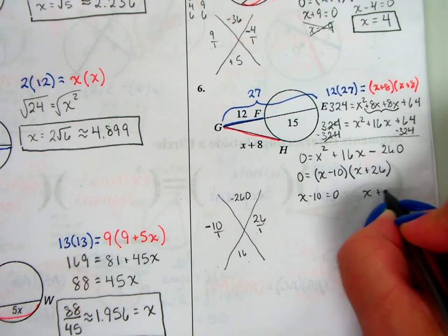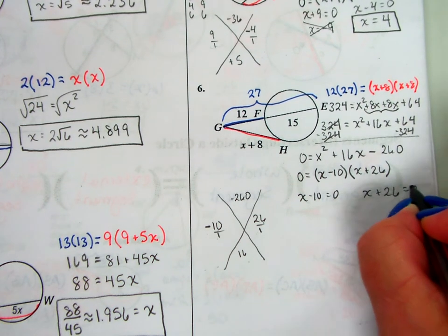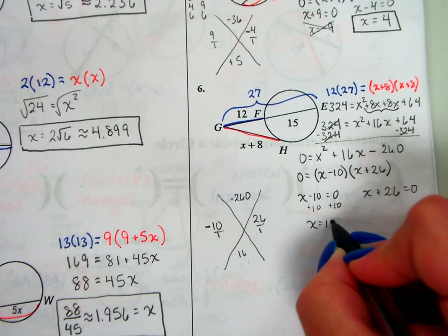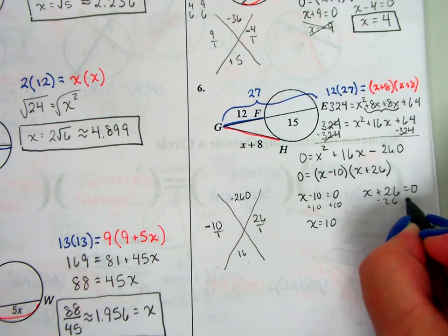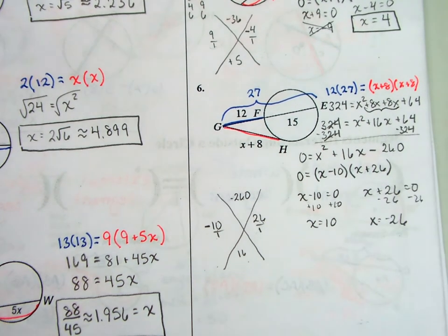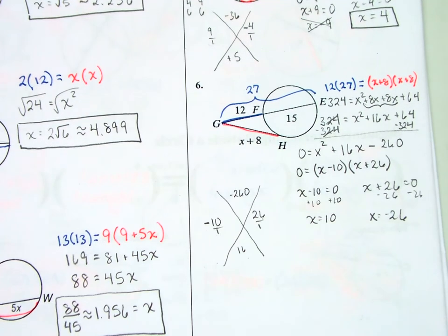So that means x minus 10 equals 0, and or x plus 26 equals 0. Add 10 to both sides. x equals 10. Subtract 26 from both sides. x equals negative 26.